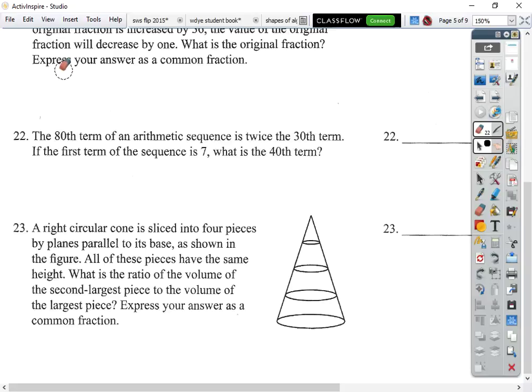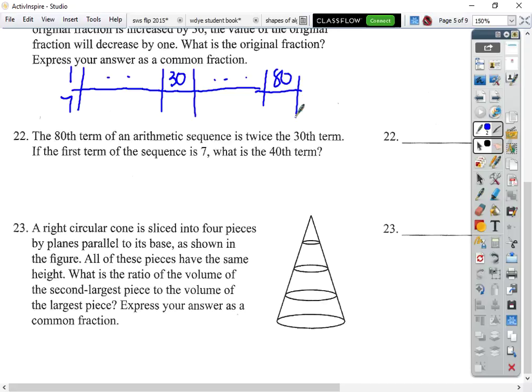So I started setting up and saying, all right, my first term, I know that's 7. My first term is 7. And down the road, I see that my 30th is in there. And then a little bit farther down, I see my 80th. Okay? And what we know about these is that the 30th and the 80th are related in that the 80th is twice the 30th. So let's give some names to these. Let's call the 30th x and the 80th 2x. Makes logical sense.